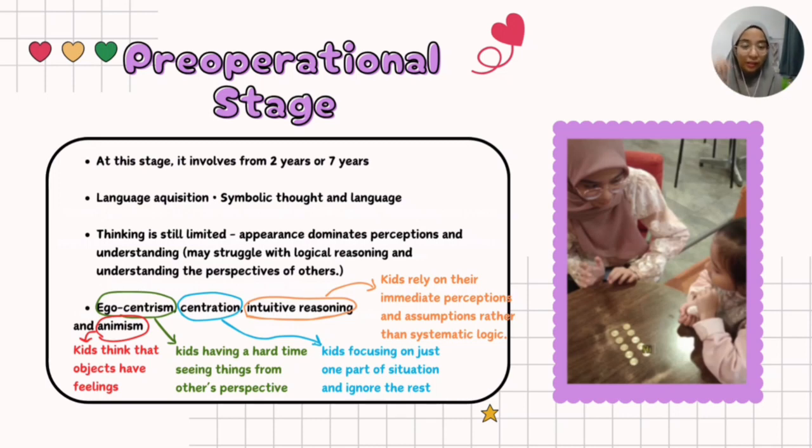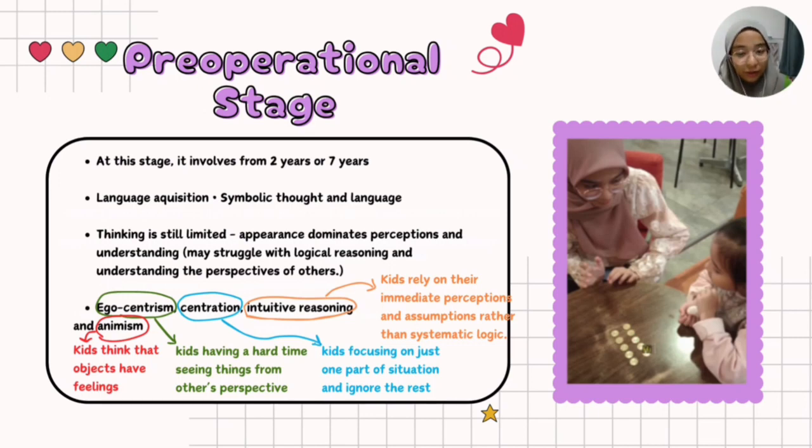The last one is animism. Children in this stage may attribute lifelike qualities to inanimate objects. For example, they might believe that a favorite toy has feelings, or that the sun is happy or sad. The doll is happy or sad. This is a reflection of their developing imaginations and ability to attribute intention to objects. They think objects have feelings. That's why kids love to play with dolls.